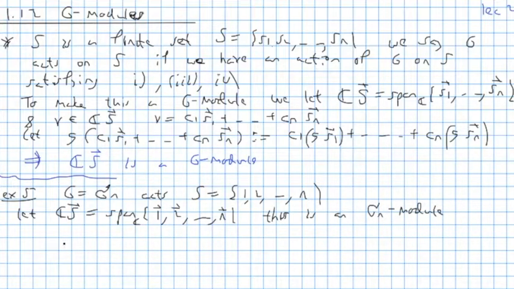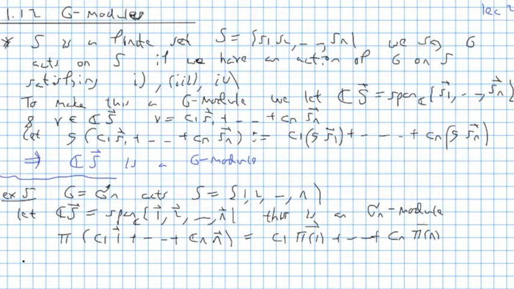Okay, and then what would be the action? If I have a linear combination of these elements, then the permutation would act by just permuting the elements. So if 1 gets sent to pi 1, then I can consider the vector associated to c1 pi 1 plus ... plus cn pi n. Okay, so that would be the action.